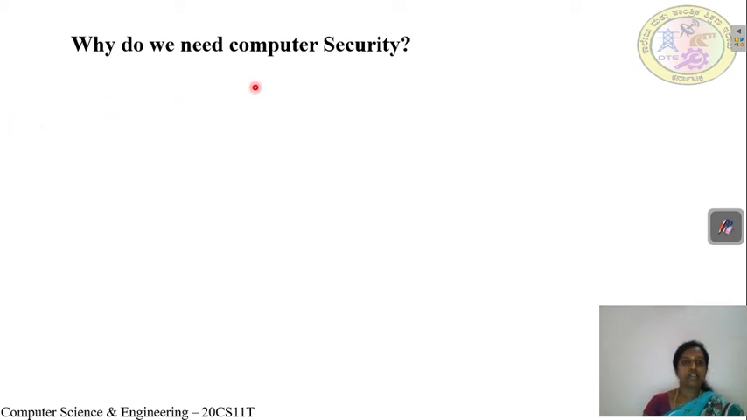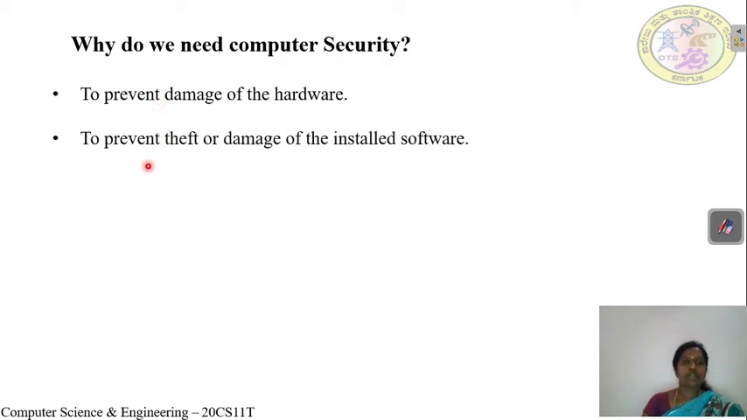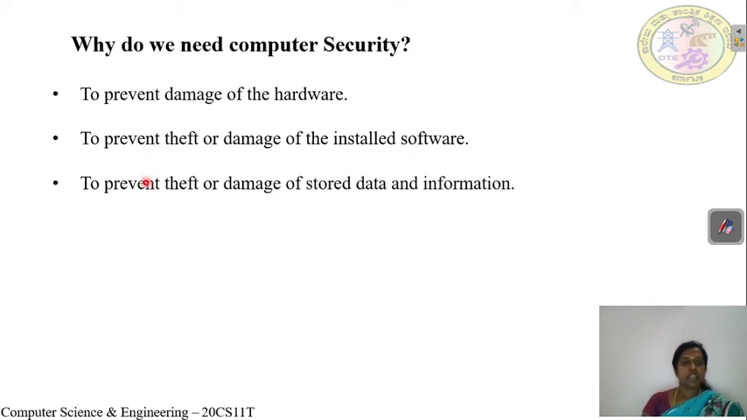Why do we need computer security? First, to prevent the damage of physical components of a system, that is the hardware part. To prevent theft or damage of the installed software. Unnecessarily installed software can cause severe damage if computer security is not provided. And to prevent theft or damage of stored data and information. Stored data and information can be hacked and severely damaged if security is not provided.